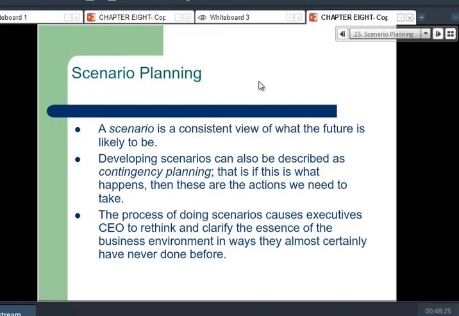So if these certain circumstances happen in the future, what kind of action needs to be done by the management? So the process of doing the scenario causes the executives, such as the CEO, to rethink again and to clarify the essence of the business environment in ways they most certainly have never done before.